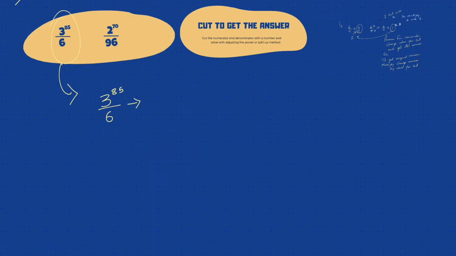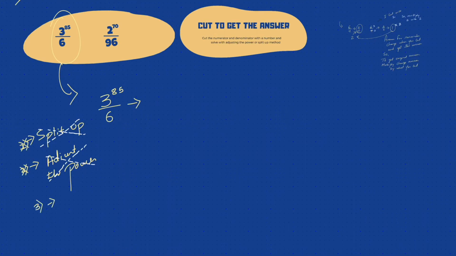Now if I try and split this up, as 3 multiplied 85 times divided by 6, I am not getting any answer. So I fail with my first step of solving. If I try and adjust the power of 3 to get a positive remainder of 1 or a negative remainder of minus 1, again I'll fail because no power of 3 divided by 6 will give me 1 or minus 1. So I fail with step 1, I fail with step 2 as well, and that is when step 3 comes into the picture.